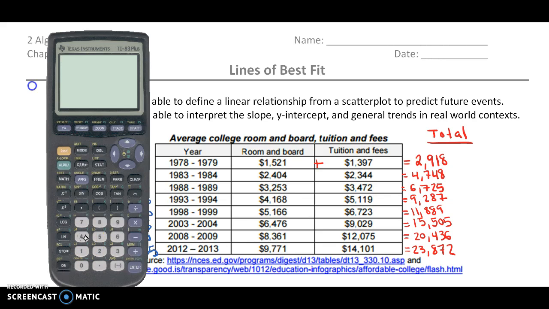So if I take 4,748 and I subtract 2,918, the difference between those is going to be 1,830. Now let's take 2 more points. Let's take, I don't know, the difference between 11,889 and subtract 9,200, and you can be doing this along with me, and 87. You notice that those are not the same, okay?